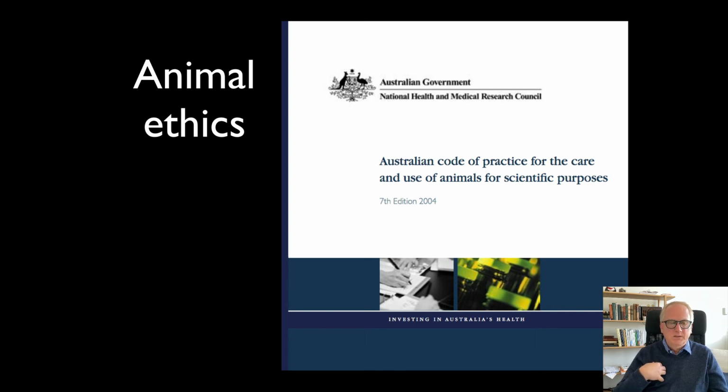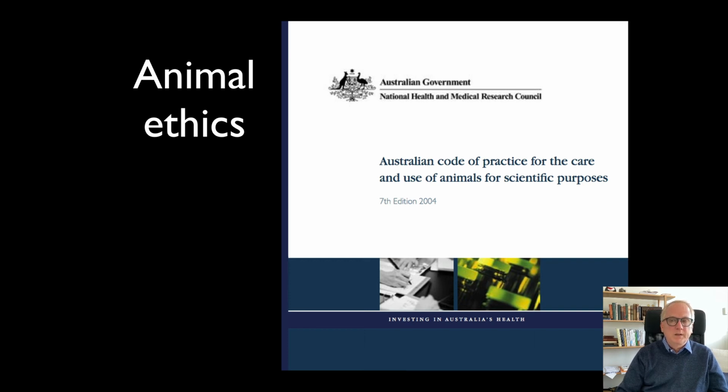So if you want to do research on rats, for example, you would have to put up a proposal about how you want to do this research on rats, and it would go through a committee that then checks against these guidelines to see if you're following ethical guidelines for the treatment of animals for scientific purposes.